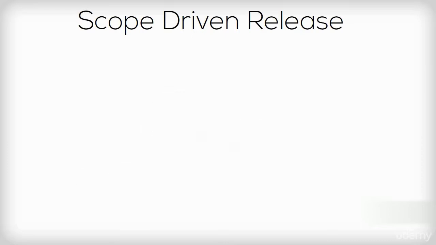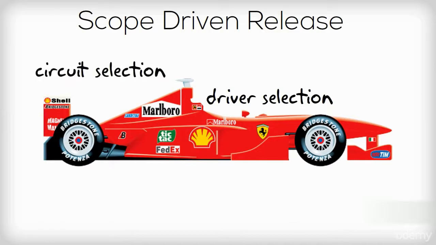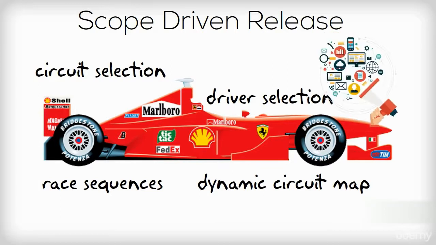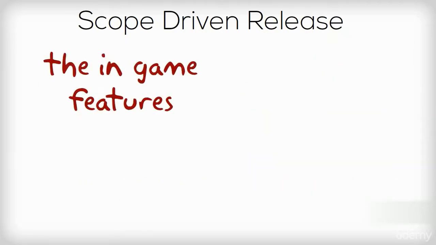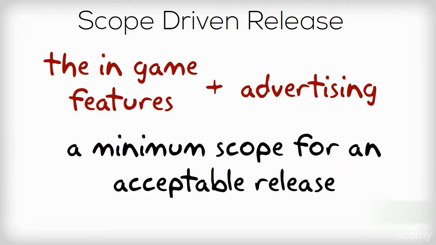For example, an F1 game may be of little value to the user without driver selection, circuit selection, race sequences, and dynamic circuit map. However, it may be of little revenue for the business without some advertising built into the software. Therefore, the in-game features plus advertising may be defined as a minimum scope for an acceptable release and deemed more important than any date.